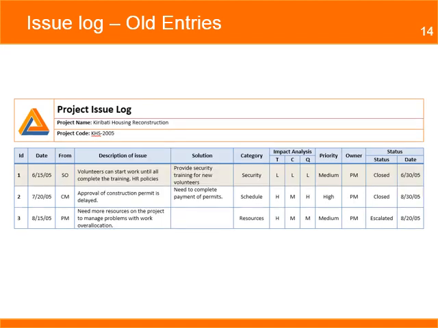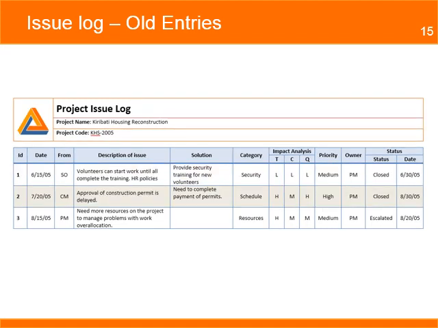The first issue was reported by the security officer. He warned that the volunteers can't start work on the project until they complete the security training. The project manager approved additional training, ranked the issue as medium, and it was closed on June 30.